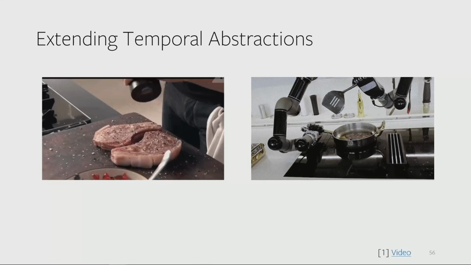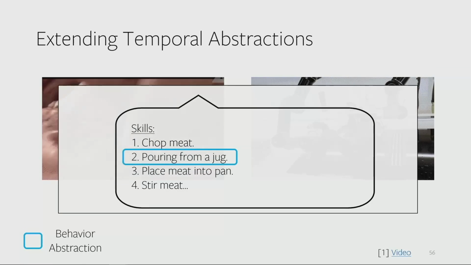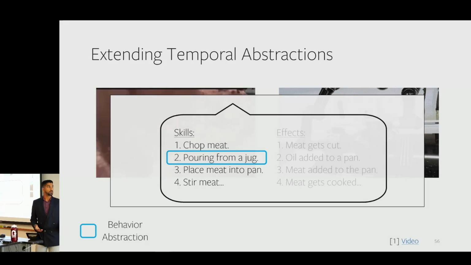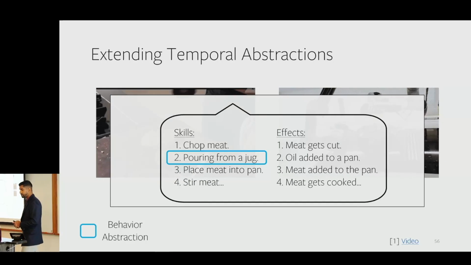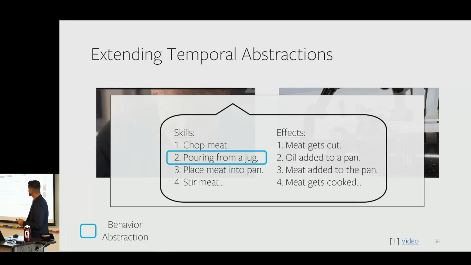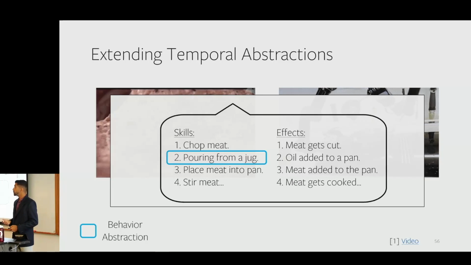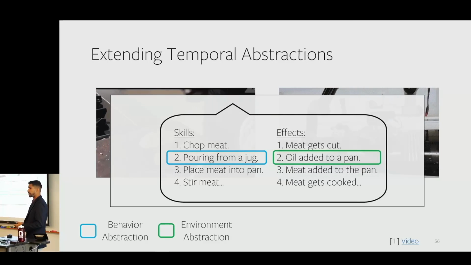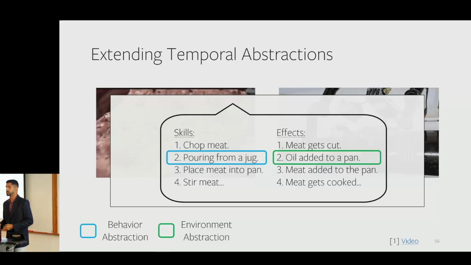So let's go back to our cooking example. In part 1 of the talk, we saw how we could acquire these behavioral abstractions that represent patterns of motion of the agent themselves. But in reality, these agents aren't executing these skills or behaviors in isolation. There's also a notion of the effects that each of these behaviors have on their environments. And just as these behavioral abstractions capture the patterns of motion that the agent executes, we can also build environmental abstractions that capture the patterns of motion observed in the environment during the execution of a particular skill.